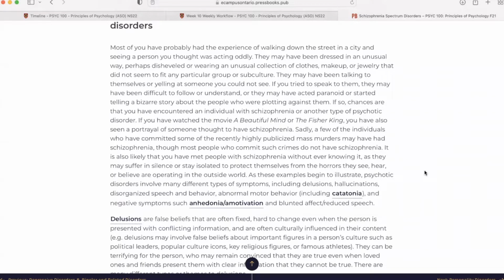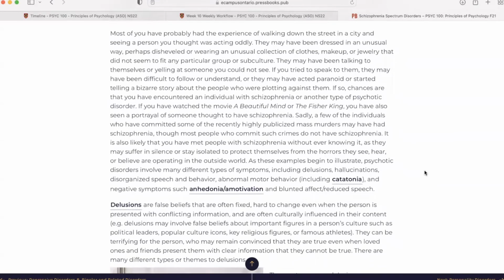If you've watched the movie A Beautiful Mind or The Fisher King, you have also seen a portrayal of someone thought to have schizophrenia. Sadly, a few of the individuals who have committed some of the recently highly publicized mass murders may have had schizophrenia, though most people who commit such crimes do not have schizophrenia.